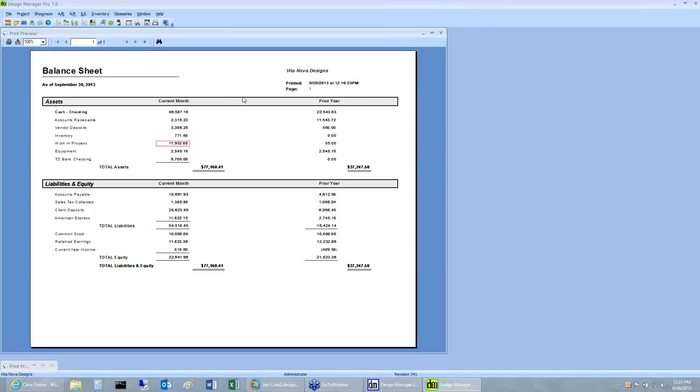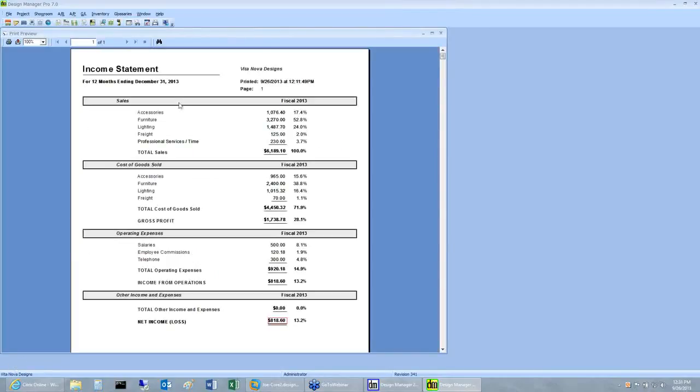the work in process, which is what I purchased for the client, and the client deposit, which is the money I collected up front, at the time that client invoice is done, it all moves to the income statement. So at that point, that client invoice triggers the move of everything.